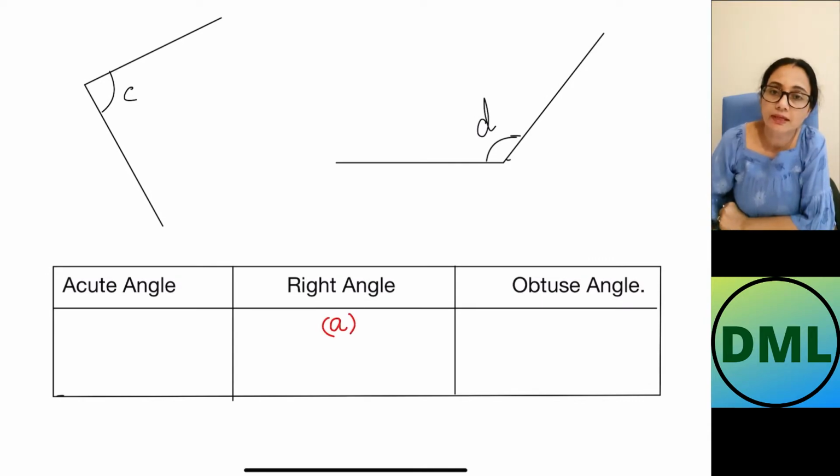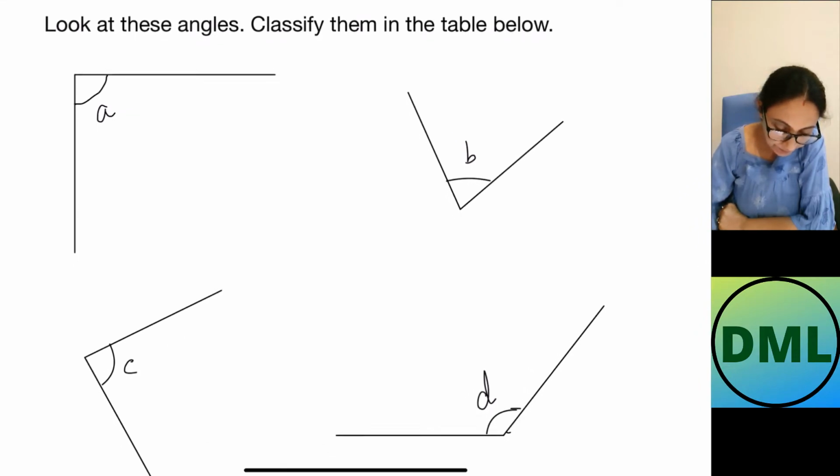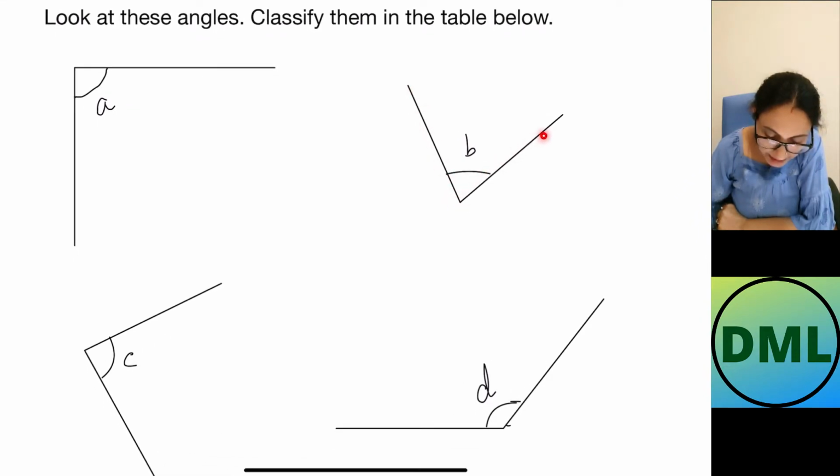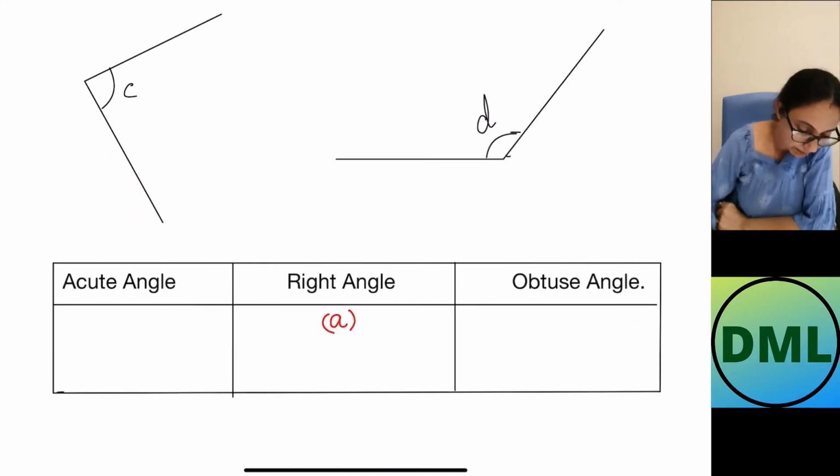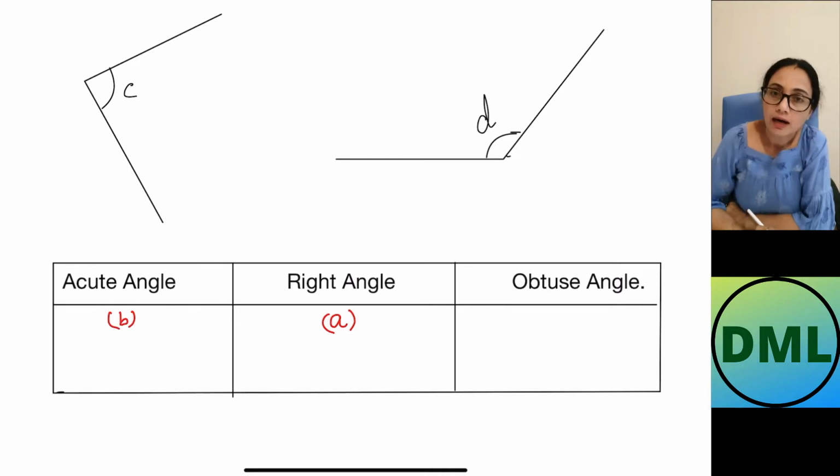Now let's see the B figure. So they are making an angle like this. So is this an acute angle or an obtuse angle? Acute angle, right? So that means B is the acute angle. Let's mark B as the acute angle. So B will come in the acute angle.